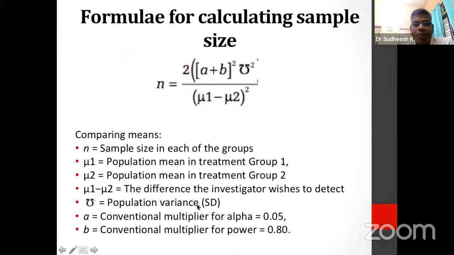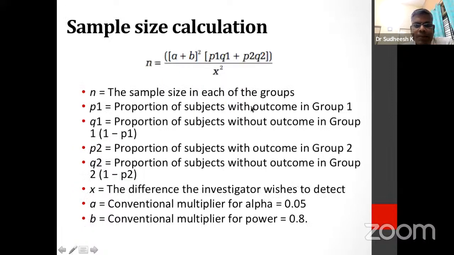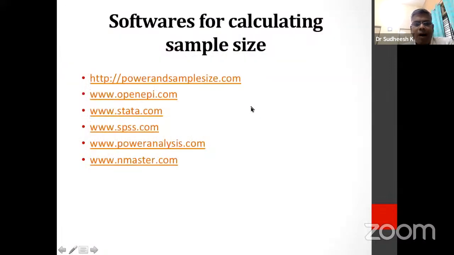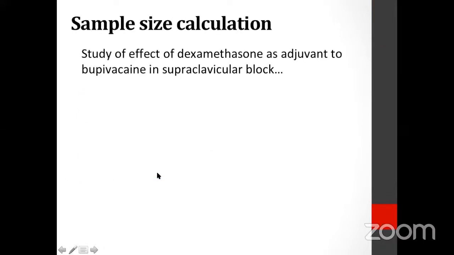So these are some of the formulae which are available for calculation of sample size. The representative values for these are available in this table. However, I'll be talking more about the online sample size software, like powerandsamplesize.com, openapi.com, Stata, SPSS, and also sample.net. Even NMaster, one of our own Indian software developed by CMC Vellore, is quite exhaustive and well covered. So we can use that also, but the only thing is it's available online.